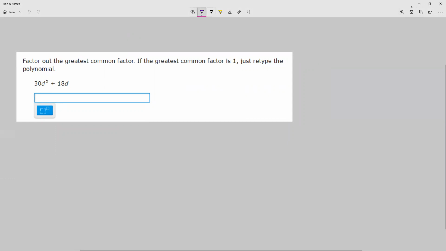So 30 and 18. So I can take 6 out, right? And then I have 1 D in this group, so I can only take out 1. And if I divide 6 out of this 30, I have 5 with 4 D's left over. And then 18 divided by 6 is 3.